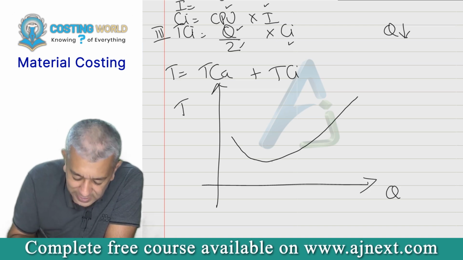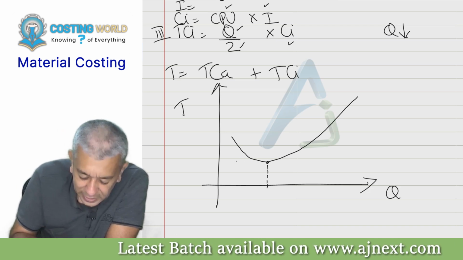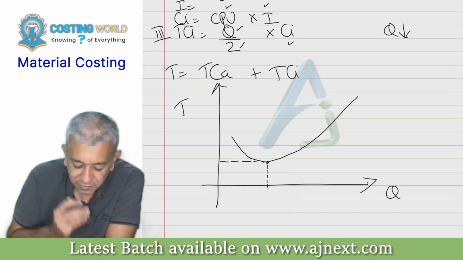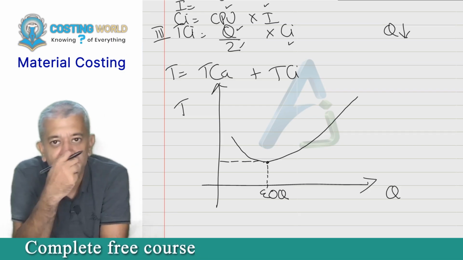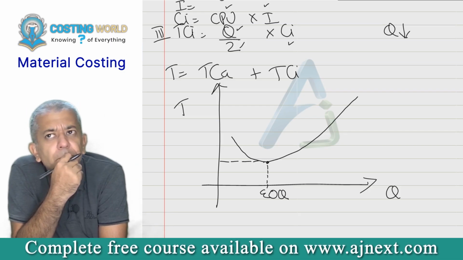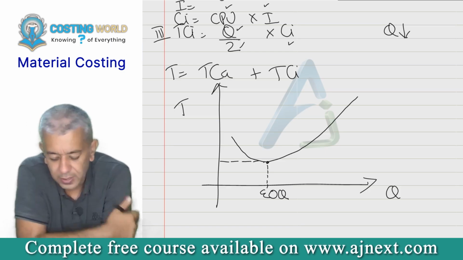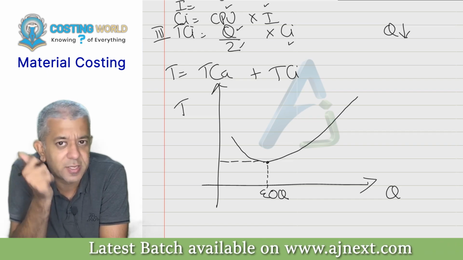Then they realized at this particular point, T is going to be least. If T is going to be least, this particular Q should be the best value of Q, which is called EOQ. And EOQ stands for Economic Order Quantity. Now see, the next thing. We all have finished till here yesterday, our next particular thing.